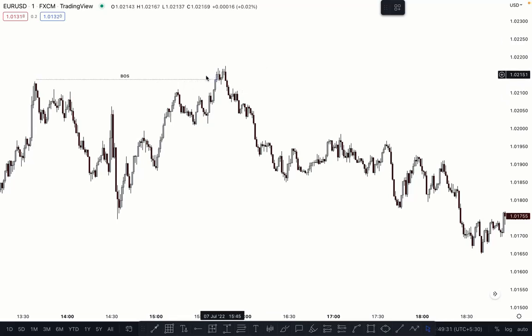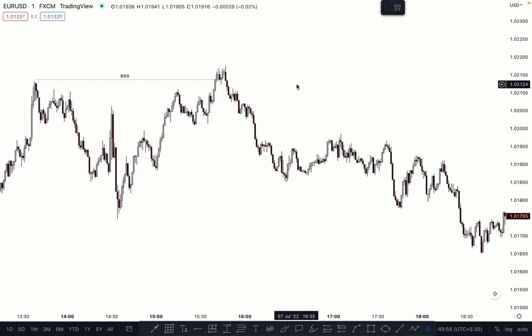So after breaking this structure, okay, and this is not a break of structure, this is external liquidity. Okay, so where can we buy or sell after this? Probably after breaking this high, and I'm very interested here for the buy, seriously.